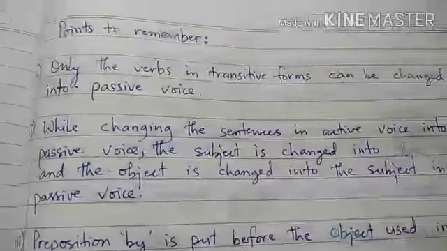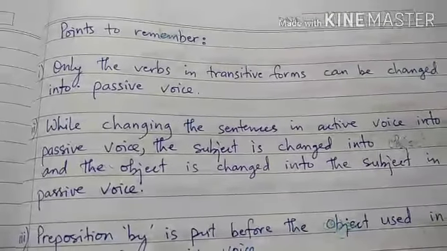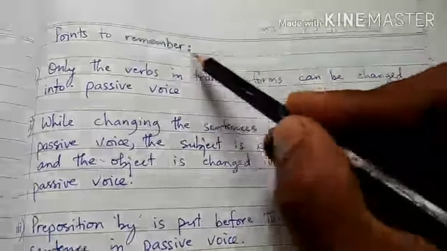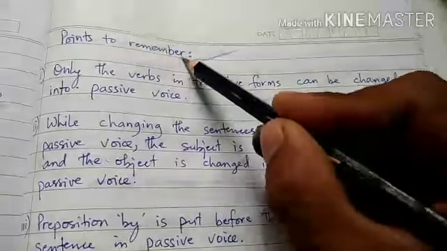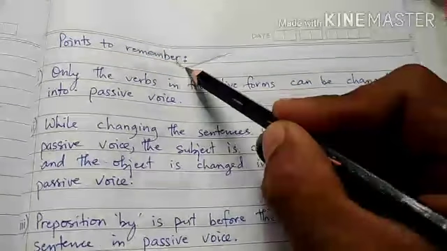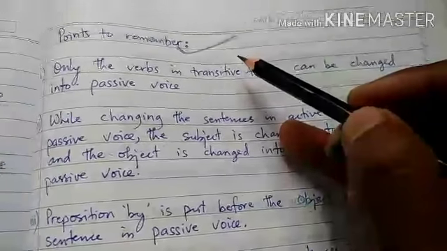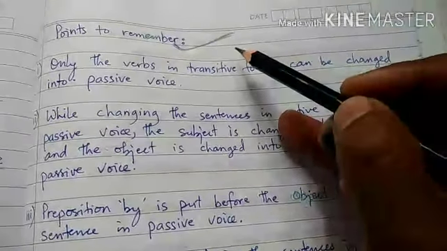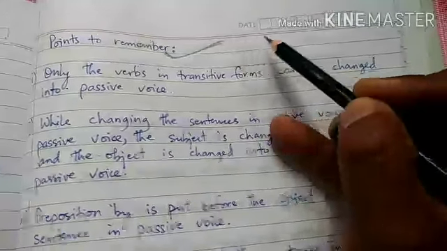I hope you have understood what is voice, what are the types of voice, what is active voice, and what is passive voice. Now we need to understand these important points, okay, whenever we are changing the sentences in active voice into passive voice. Okay, we have to learn in this video, in this chapter, about the rules of changing sentences in active voice into passive voice.